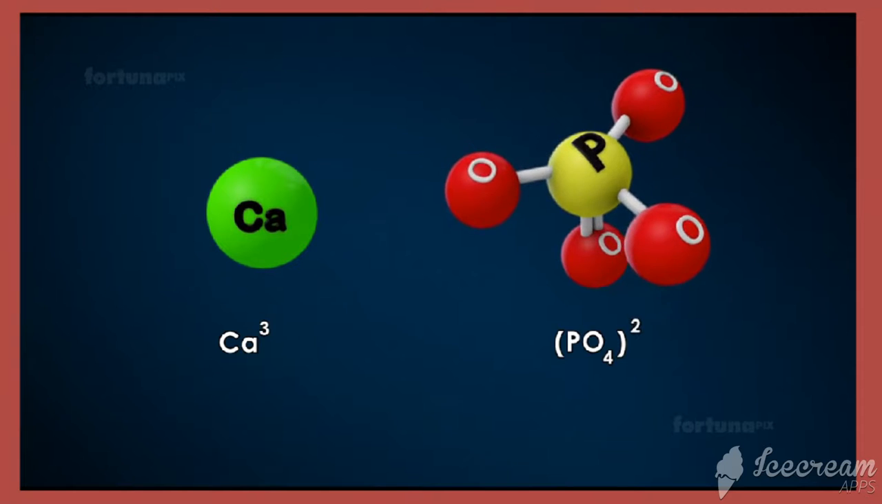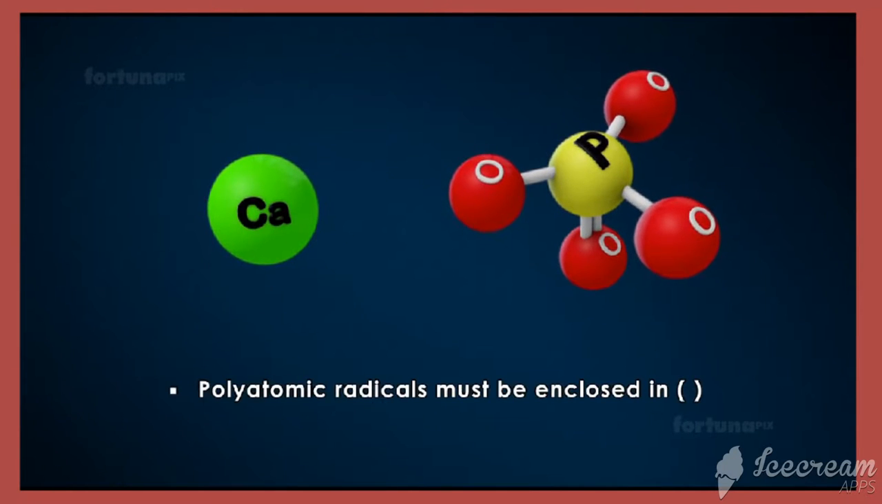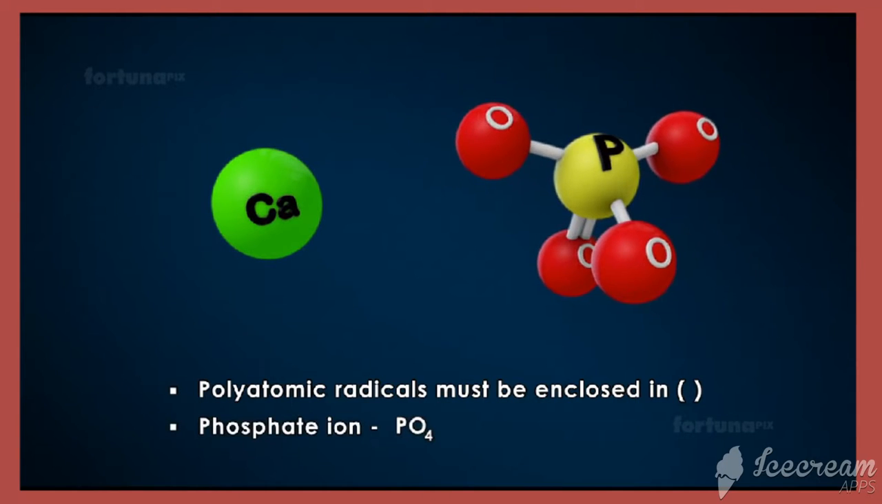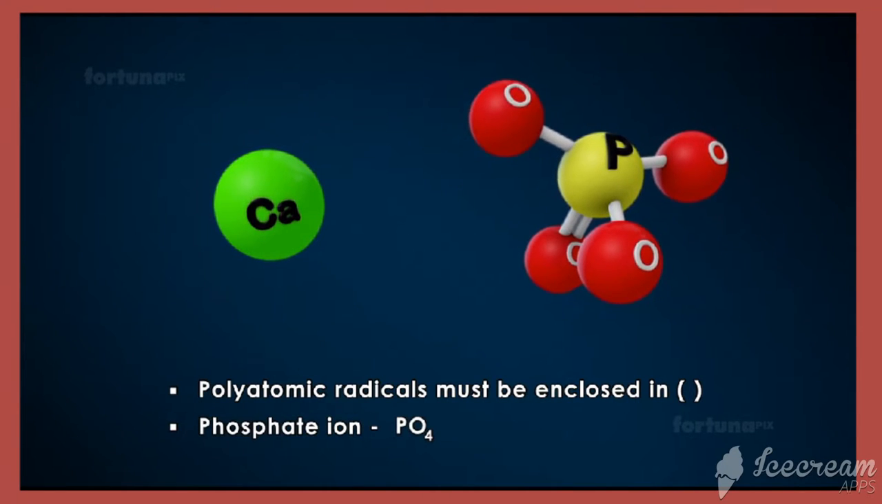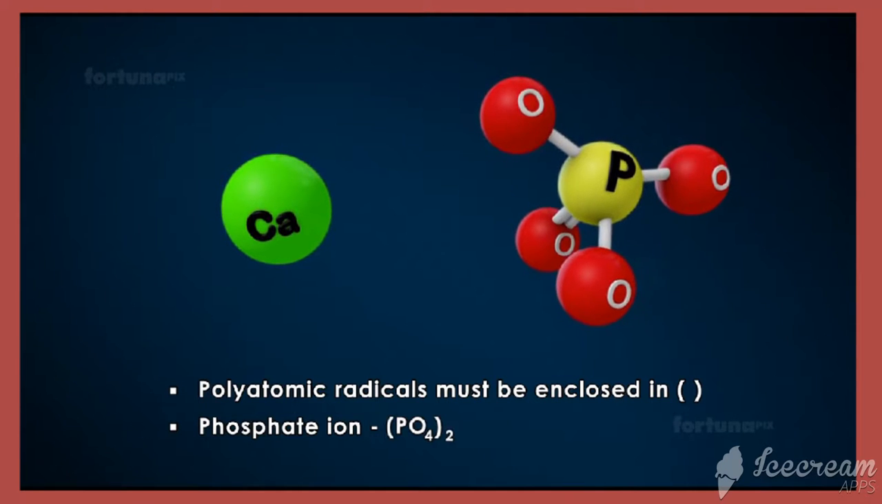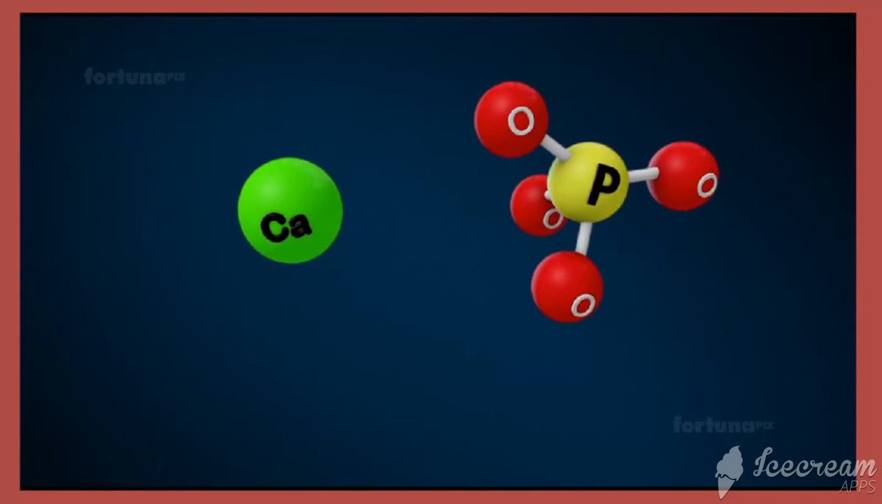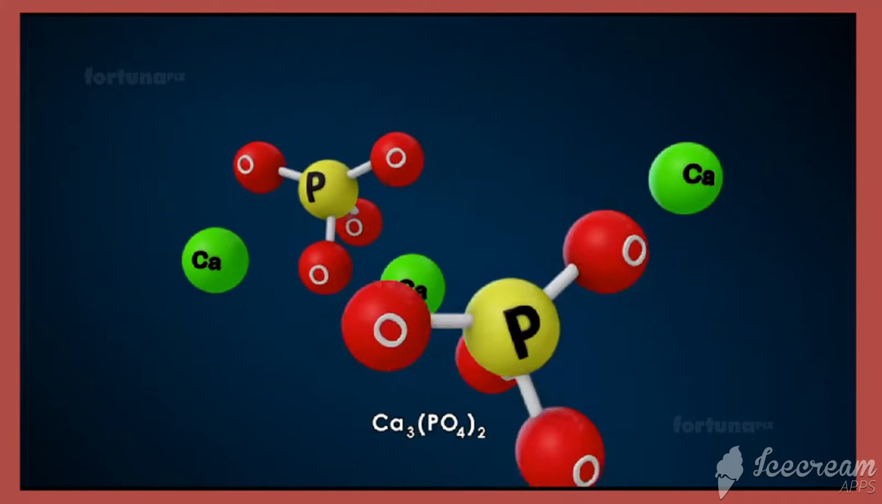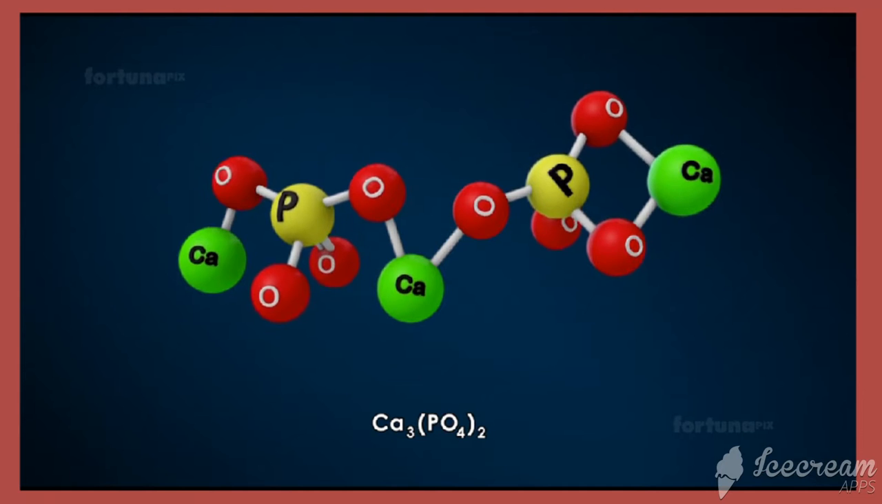Crisscross the valences. Polyatomic radicals must be enclosed in parentheses. The phosphate ion is a polyatomic radical, meaning it must be enclosed in parentheses with the subscript written outside. The final formula of calcium phosphate is written as Ca3(PO4)2.